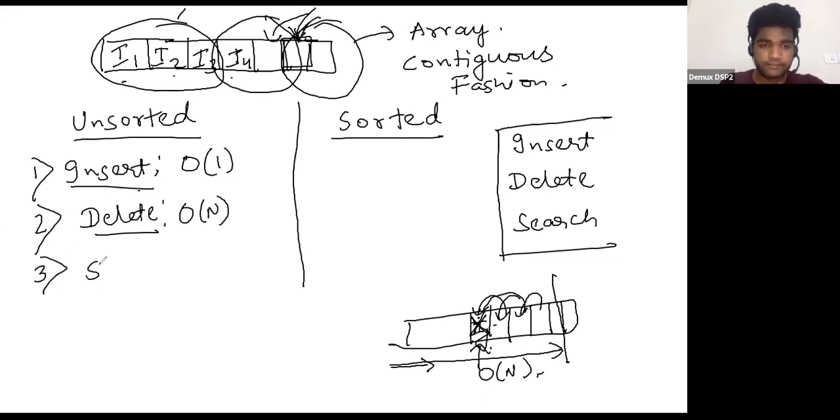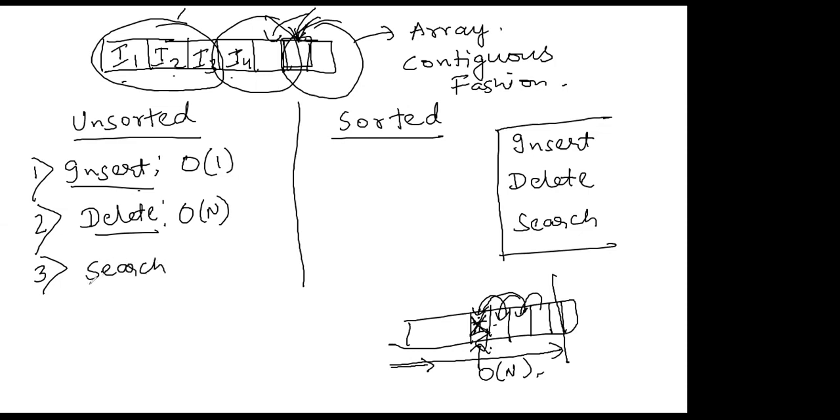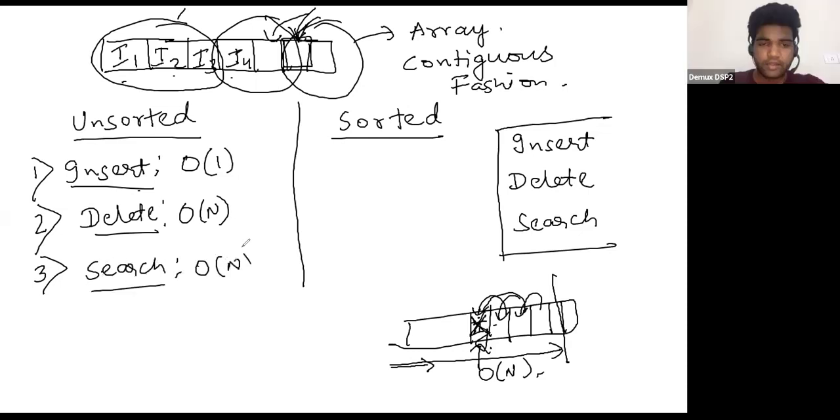What about searching? Searching is order n again, because you just have to traverse the array linearly one after the other. And once you find a particular data item, you can return it. Let's talk about the sorted counterpart of it. How much time will it take to insert a particular element in a sorted array?